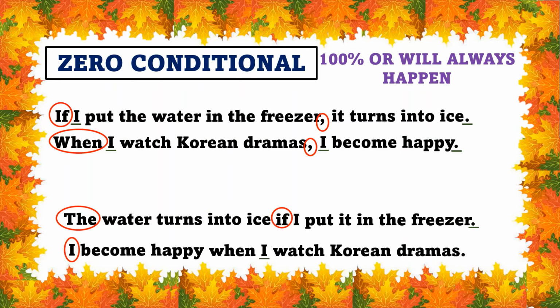Another example. So here, the two I's are capitalized, and then the rest of the words except Korean are in small letters. And then you will see the signal "when," which tells us that there is a when clause. Then don't forget the period at the end of your sentence.